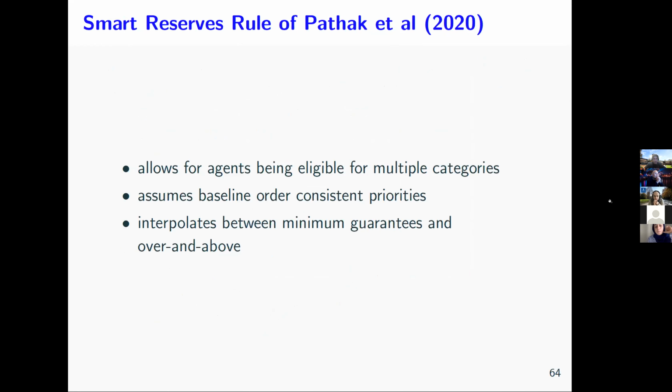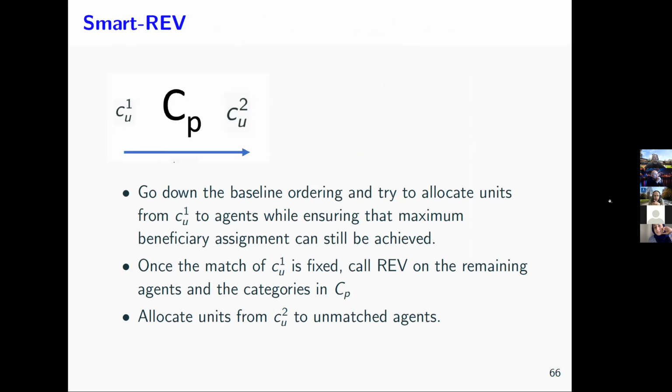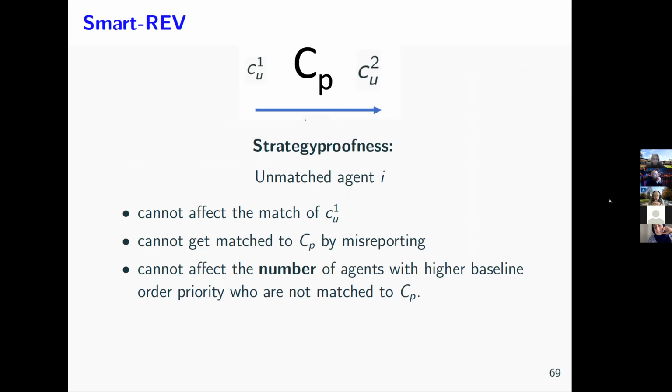So coming back to where I was, I just wanted to say a few things about strategy proofness. Most of the strategy proofness argument is embedded in the fact that the rev rule itself is strategy proof, which I did not go into detail at all. But overall, let me just sketch why this is strategy proof. Firstly, what we show is that if an agent is not matched, and the agent lessens its priority in some category or makes itself ineligible, that has no effect on the match of the first unreserved category CU1. That's the first observation we established.